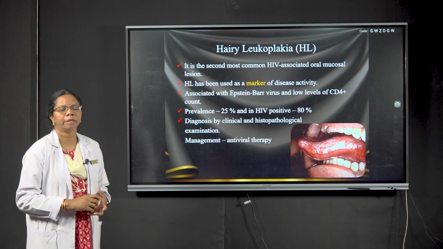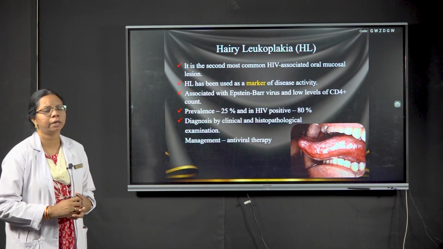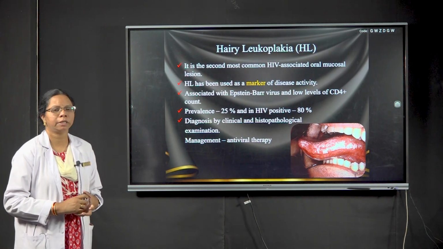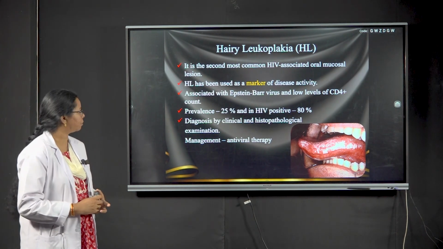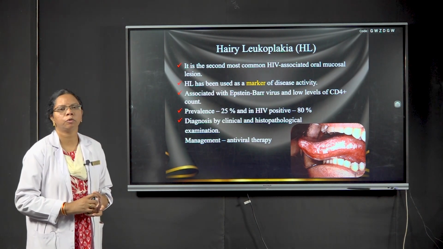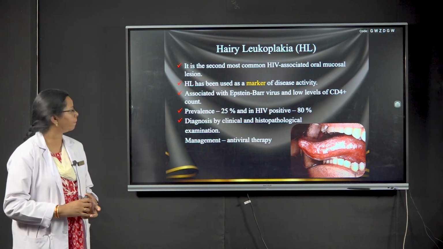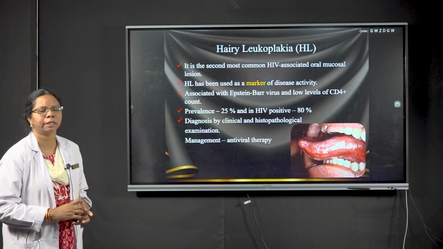It is mainly caused by Epstein-Barr virus. Apart from HIV patients, it is seen in patients under immunosuppression and patients who are using immunosuppressive drugs. In these patients also hairy leukoplakia is observed. The prevalence rate of hairy leukoplakia is 20%, and in HIV patients it is 80%. The diagnosis is done by clinical examination and histopathological examination.